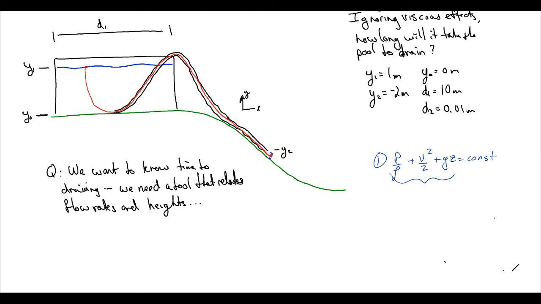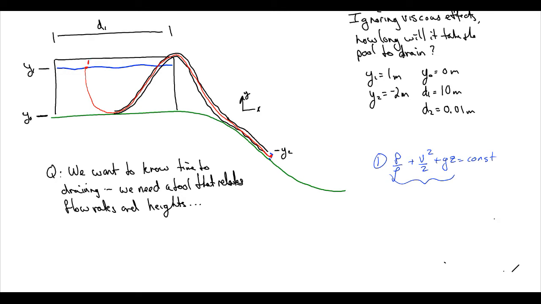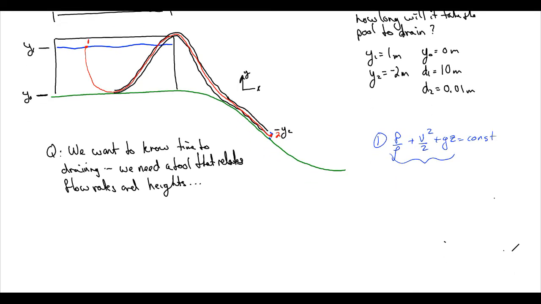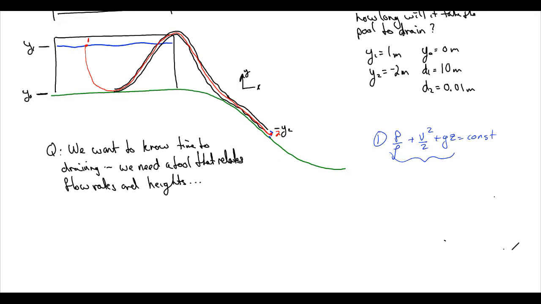Now, over and over again, people choose not to draw streamlines on the exam, and over and over again, people miss problems, and it's frustrating. Trust me, if you draw a streamline, it makes your life easier, because it makes things very clear. So you're going to label this as point 1, this is point 2, and now what we're going to do is we're going to apply Bernoulli's between these 2 points.